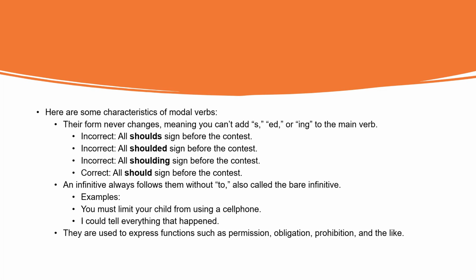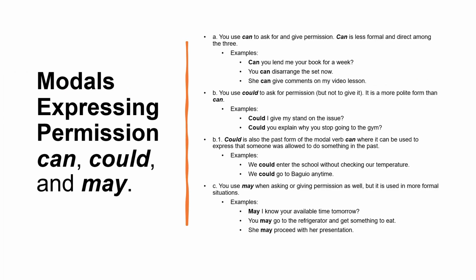So let's go to the following. Modals expressing permission. And what are those words? Can, could, and may. You can use the word can to ask for and give permission. Can is the least formal and most direct among the three. For example, can you lend me your book for a week? You can disarrange the set now. She can give comments on my video lesson.